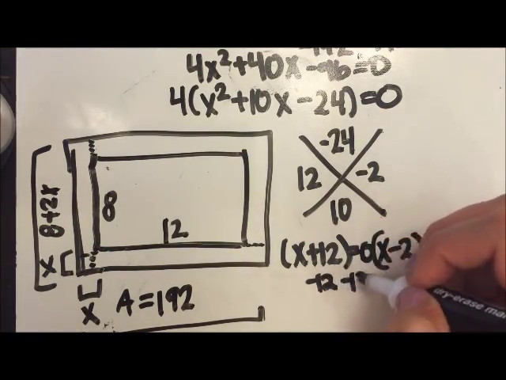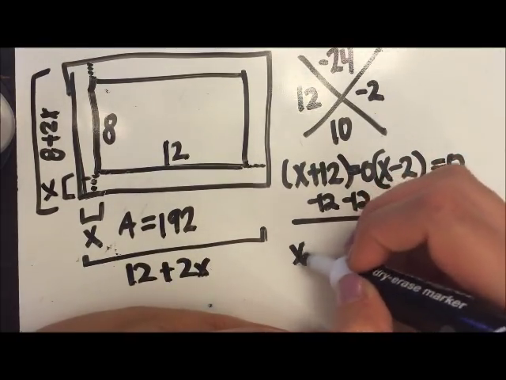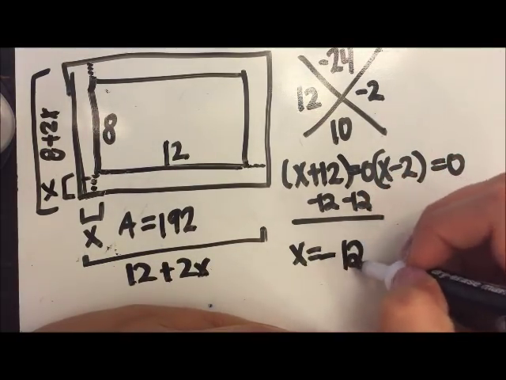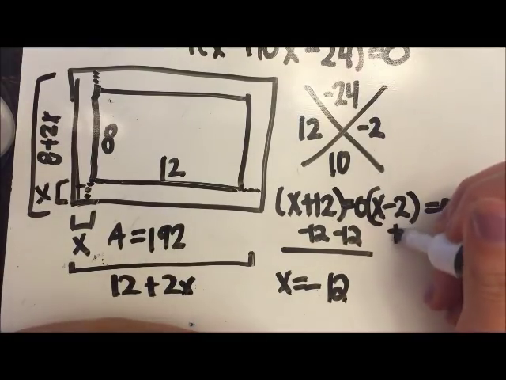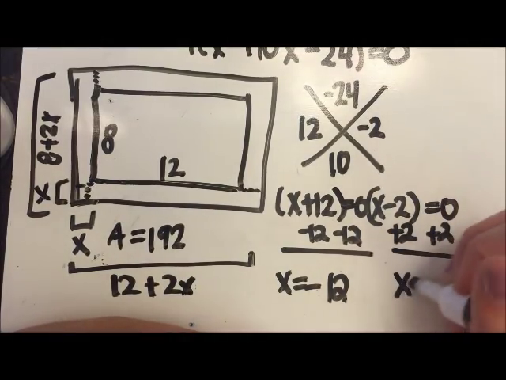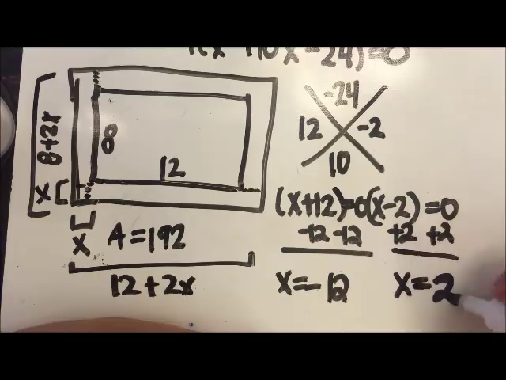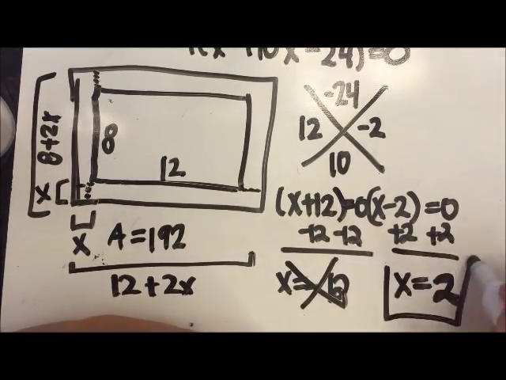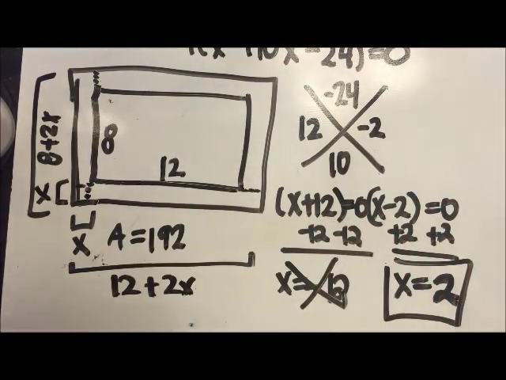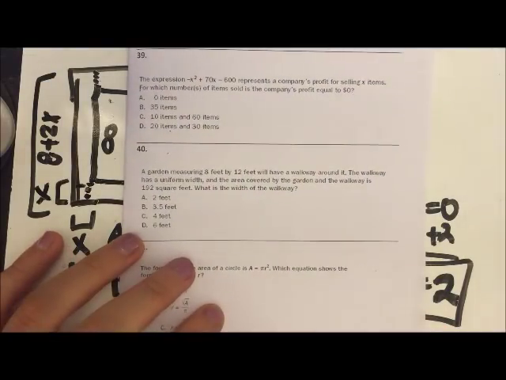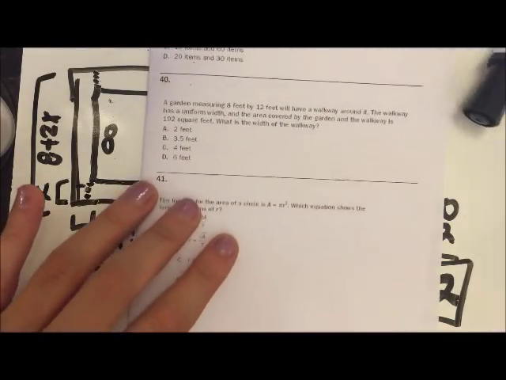So subtract 12. I get x equals negative 12. Well, distance can't be negative, right? So let's hope this one's positive. Well, it looks like it is, positive 2. Okay, so my solution would be that the width of the walkway is 2 feet. And that looks like it is option A.